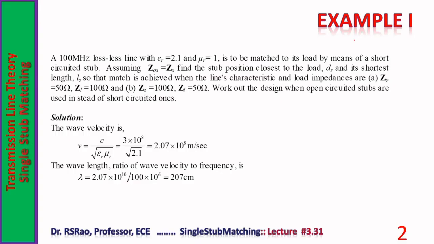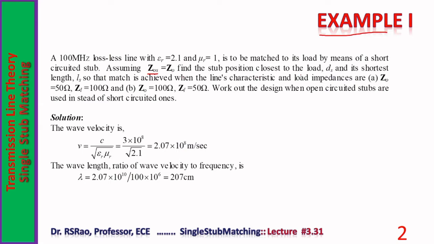As first problem, example 1, we consider a 100 megahertz lossless line with a dielectric constant 2.1, mu r equal to 1, that is non-magnetic. It is to be matched to its load by means of a short-circuited stub. Assuming Z0S represents characteristic impedance of the stub, it is equal to Z0. Z0 is characteristic impedance of the main line.